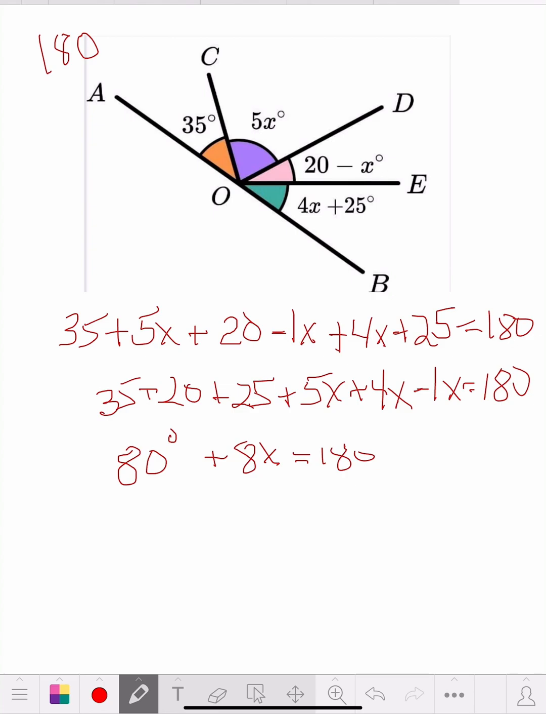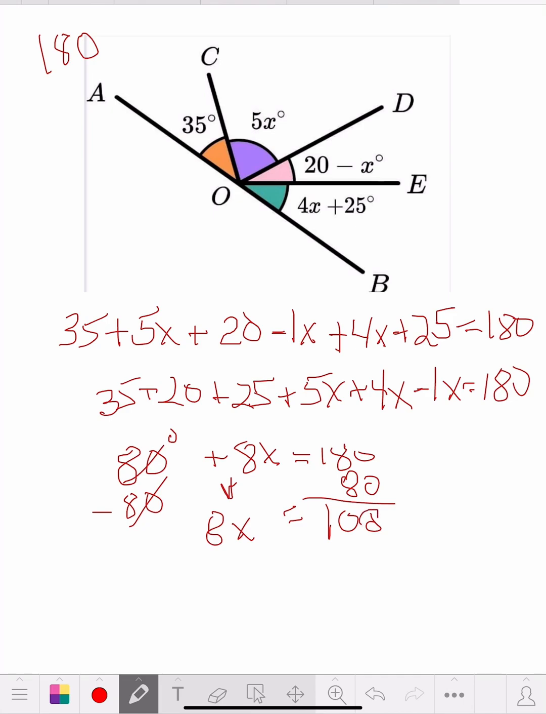Now we've got to get x by itself. So let's subtract 80 from both sides. We subtract 80 from this side and 80 from this side. We bring this down, we get 100 there. The equal sign comes down, and the 8x comes down. These two cross each other out. So now we have 8x equals 100.